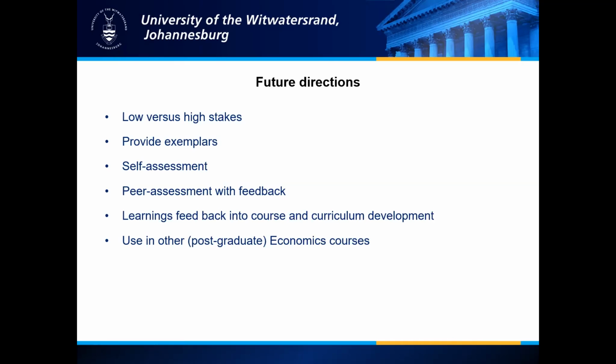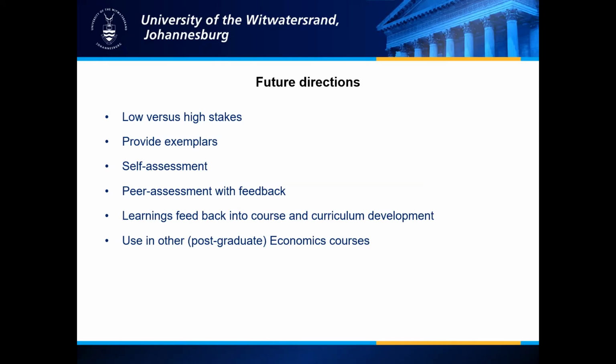So future directions really is thinking about low and high stakes assessments. We're trying to move away from high stakes assessments. In my current assessment strategy, the reflective writing is about 20-25% of the final mark. Students ask for exemplars of good reflective writing. And we need to put those together in a topic or course context.